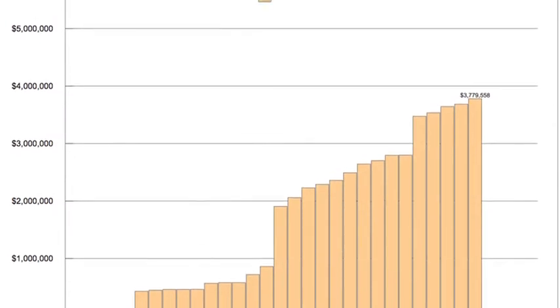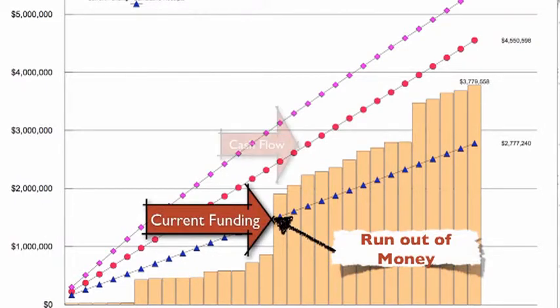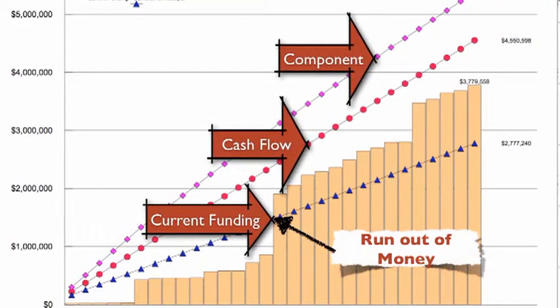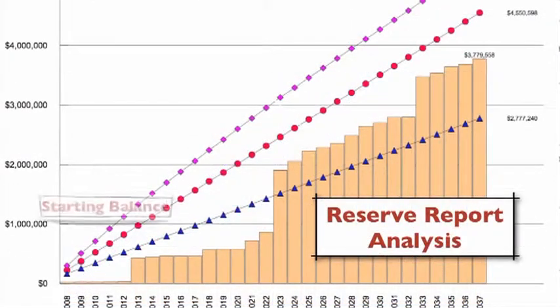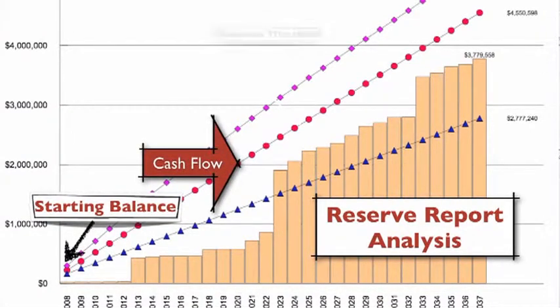It also graphs against that how much we're currently putting into reserves, and we can see exactly where the reserve fund is going to run out of money. It also shows us the cash flow and the component method, and concentrating on the cash flow method, it says, given the starting balance, how much money do we have to put in each year and never drop below a predetermined minimum balance.